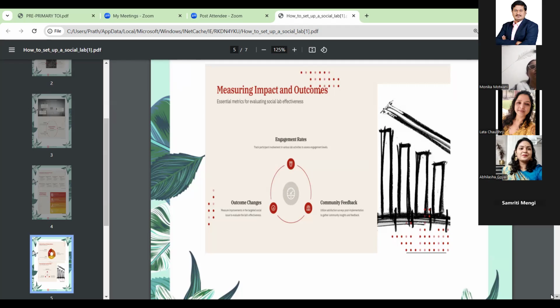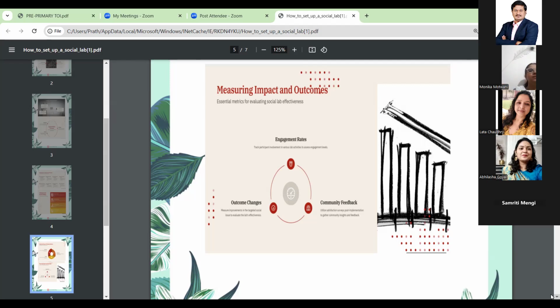Next come the engagement rates. An essential metric for evaluation in a social lab. What are engagement rates? It is a key metric in digital marketing or social media that measures how actively users interact with the content. Whatever we have done is calculated with certain rates.